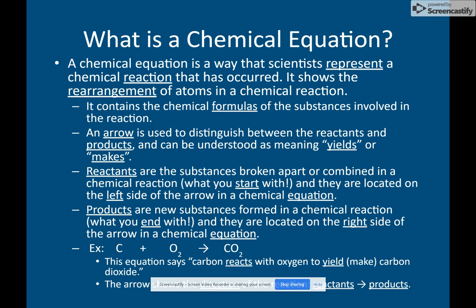Your reactants are the substances broken apart or combined. This is what you start with. They're on the left-hand side of the arrow in your chemical equation. Your products are new substances formed in a chemical reaction. This is what you end up with, and they're located on the right-hand side of the arrow in the chemical equation. So you can see the example down below here.